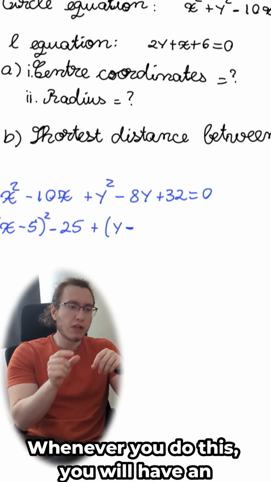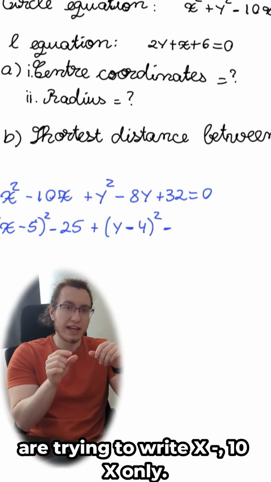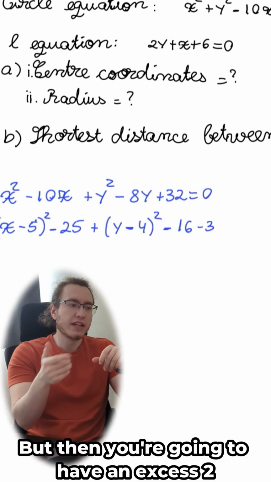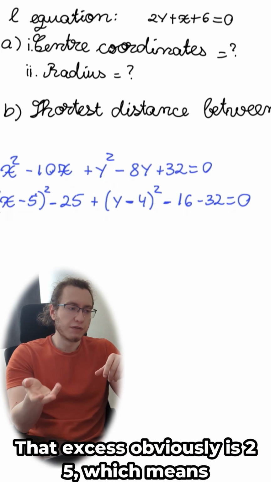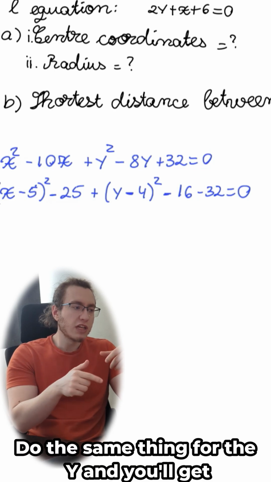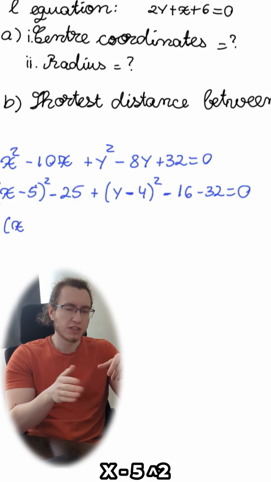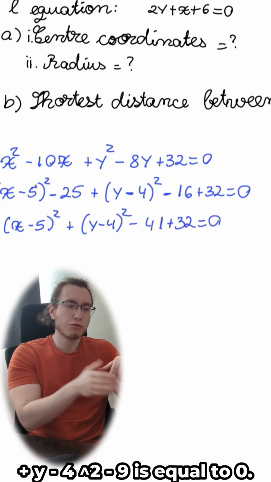Whenever you do this, you will have an excess, and the reason for it is because you're trying to write x squared minus 10x only, but then you're going to have an excess due to the 5 squared, which needs to be taken into account. That excess, obviously, is 25, which means you need to minus it, and then you'll be good to go. Do the same thing for the y, and you'll get (x minus 5) squared plus (y minus 4) squared minus 9 is equal to 0.